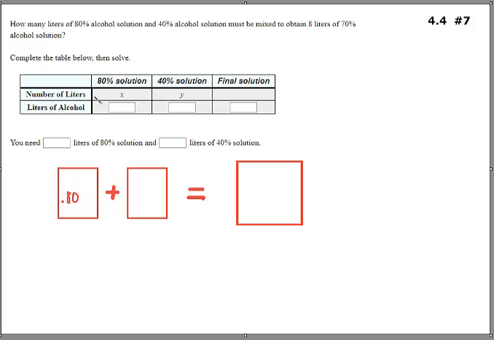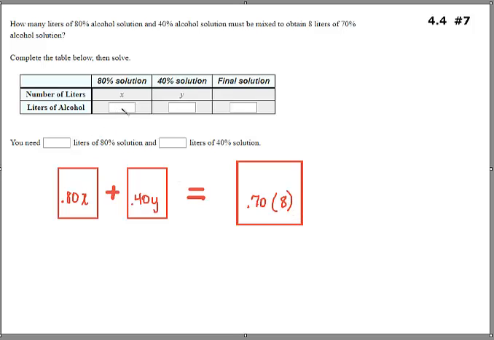So they want us to call that one X, so I'll do that with them. And then the 40% solution is 0.40, and they want us to call the number of liters in this bucket Y, because we can have different number of liters in each. So that's going to give us our liters of alcohol. At the end, we would like to have a 70% solution, and we want to have 8 liters of that. So that's how I would set this guy up.